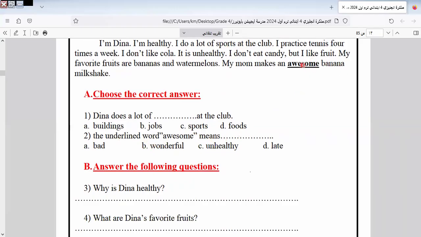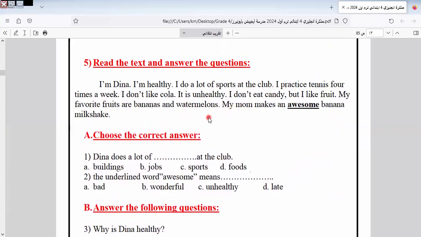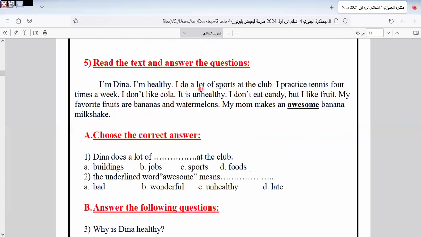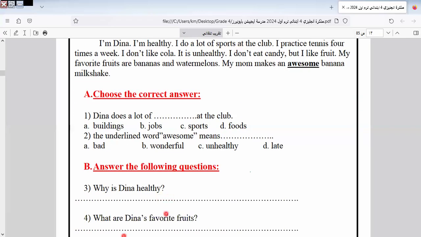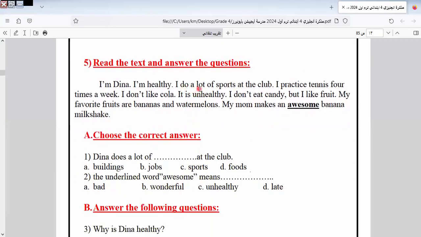The underlined awesome here means what? Means late, wrong. Means unhealthy, wrong. Means bad, wrong. Means what? Means wonderful. So awesome here means wonderful. Why is Dina healthy? So here I ask about the reason. Because what? Because Dina does a lot of sport. The answer will be: Dina is healthy because she does a lot of sports at the club and practices tennis 4 times a week. So this is the answer of this question.